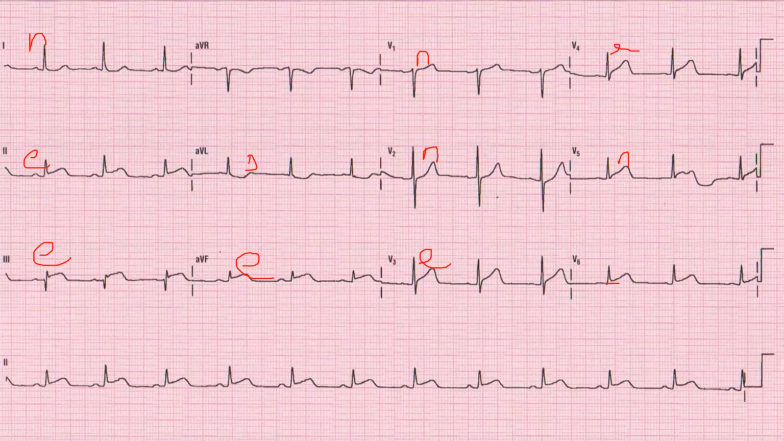So we have an inferior wall MI, but the ST elevation in lead 3 is not more than that of lead 2. I think they're both 2 millimeters. So there's no right ventricular infarction. And of course, we have V3 and V4, and that would be your anterior wall. So you have an anterior wall MI as well. Okay, so great.